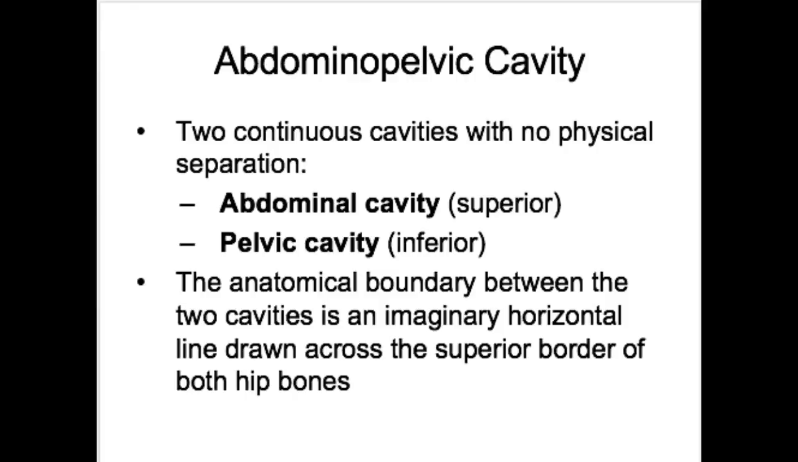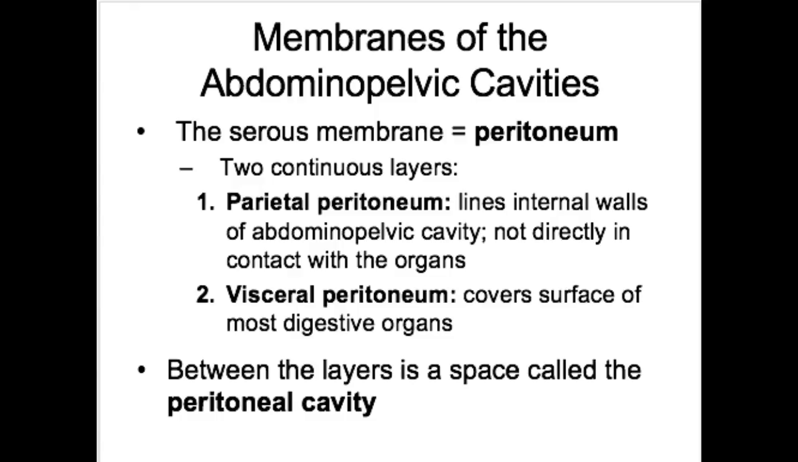Okay, and again, abdominal cavity is superior to the pelvic cavity. The pelvic cavity is inferior to the abdominal cavity. You can combine them theoretically to become the abdominopelvic cavity. There's only an imaginary horizontal line drawn across the superior border of both hip bones. By the end of the semester, you're going to call them something much more specific than hip bones. So again, peritoneum being our serous membrane of the abdominopelvic cavities.